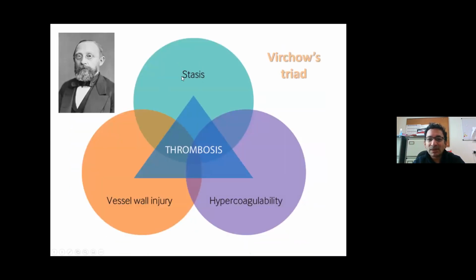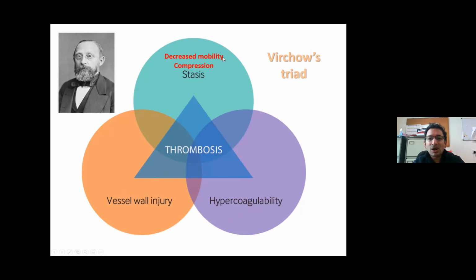The sluggish flow is called stasis. The thick blood is called hypercoagulability. And the problems with the vessel are called vessel wall injury. And he described this as the cause of blood clots nearly 130 years ago. What does this mean for you? What should you be thinking? What does this mean in simple terms?